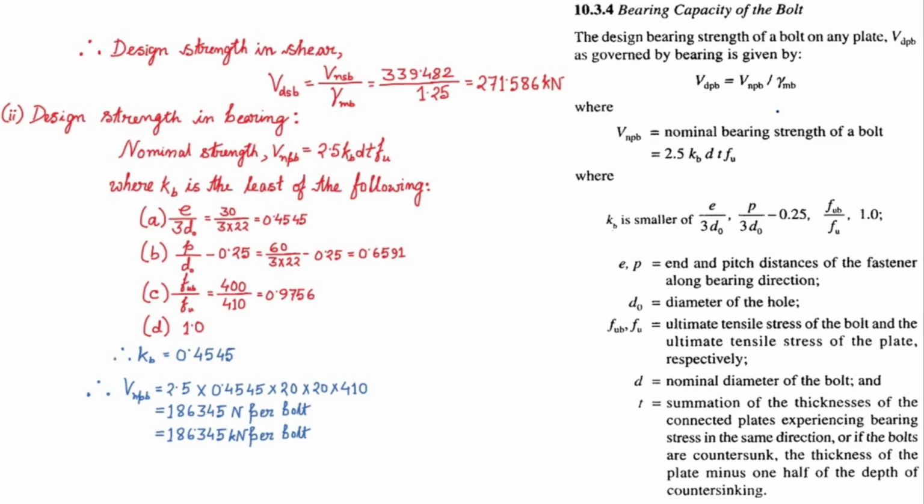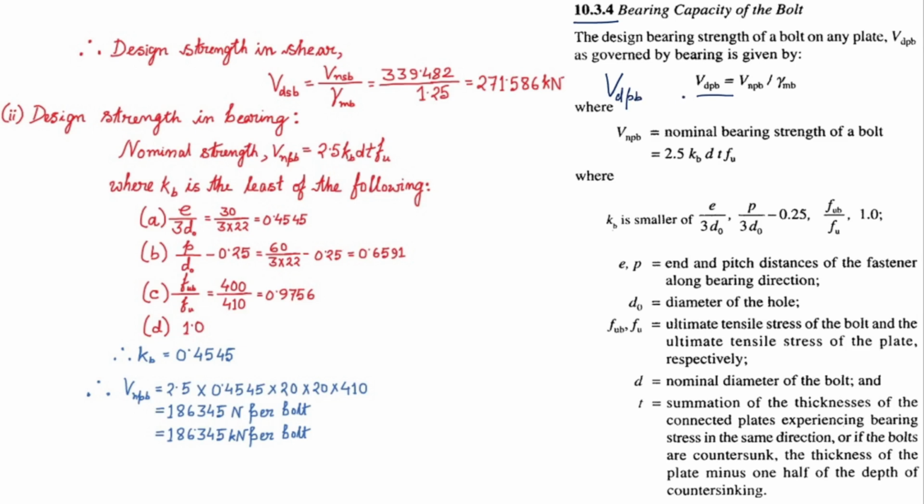And next we have to calculate the design strength for bolt in bearing. For that you have to follow the IS code, clause number 10.3.3, where they have given the bearing capacity of the bolt. So this is the design bearing strength of the bolt, P dPb.